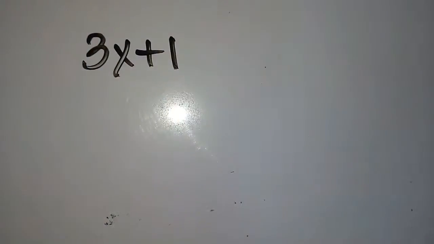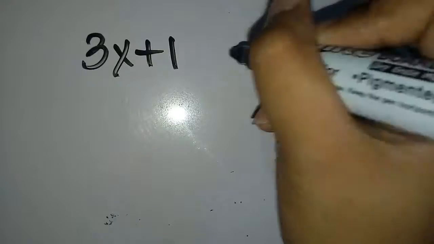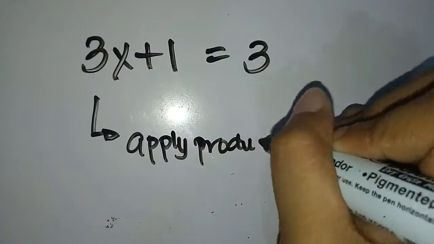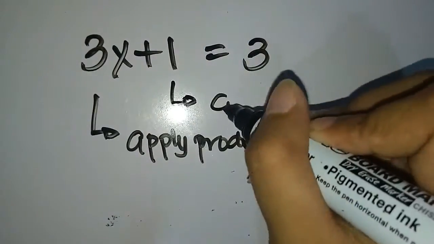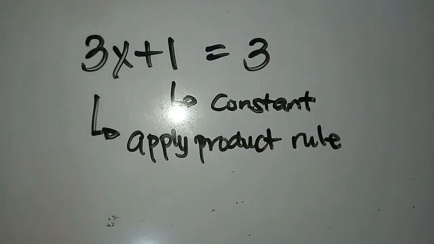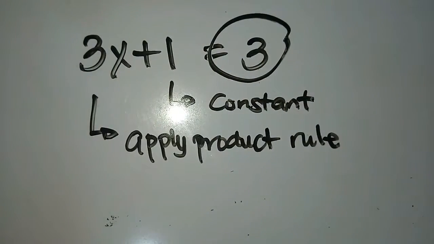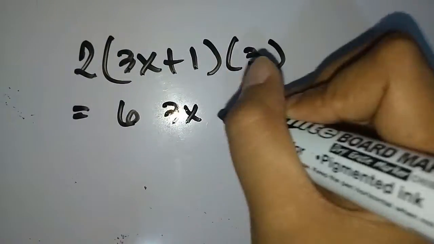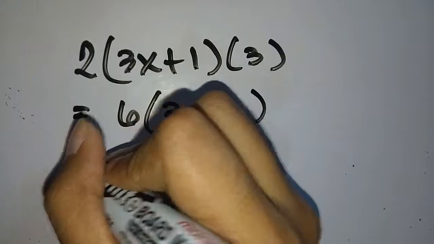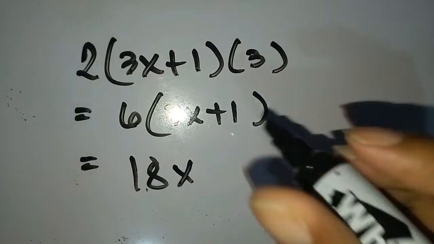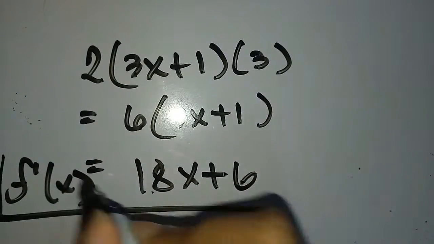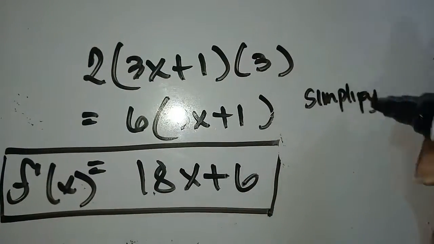Second, differentiate the inner function 3x plus 1. The derivative of 3x plus 1 is equal to 3 by the application of the constant and constant times a function rule. Two times the quantity of 3x plus 1 multiplied by 3 is equal to 6 times the quantity of 3x plus 1, which is equal to 18x plus 6. Simplify the answer as much as possible.